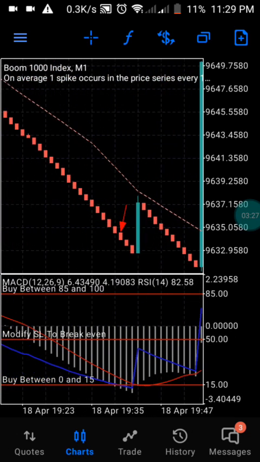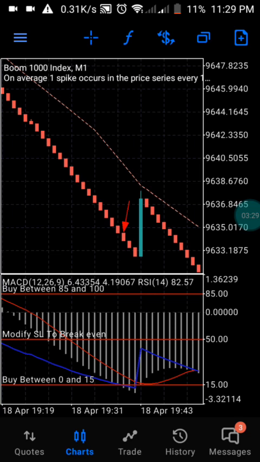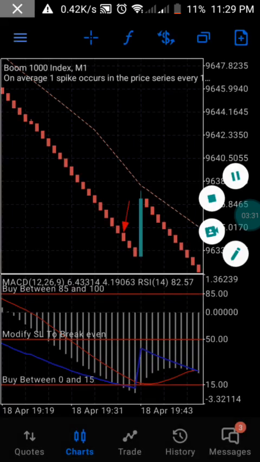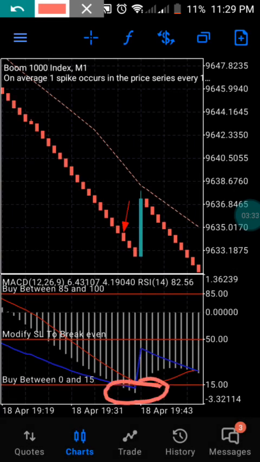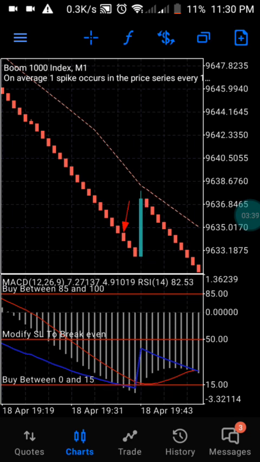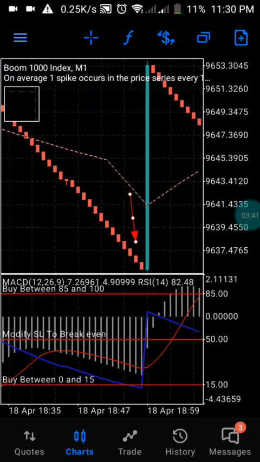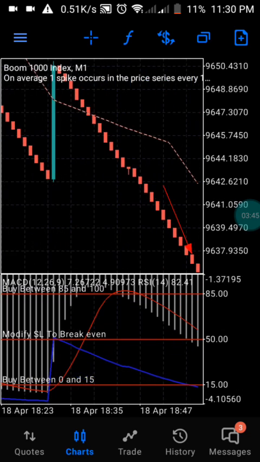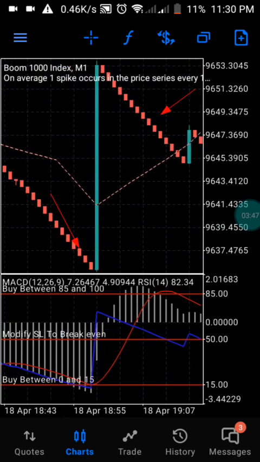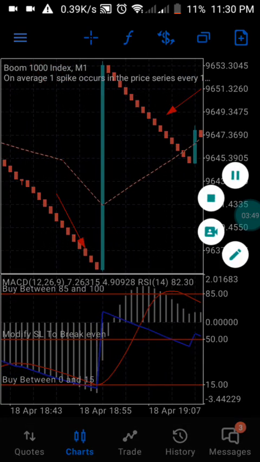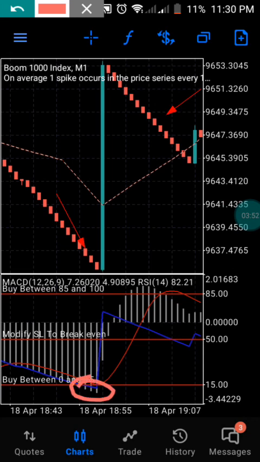You see, something also happened here. You see the histogram went below the 15 level, very small at this moment, and exactly what you see, a spike came out. So guys, that is exactly how it works. It works time to time in the market every time. You see another one here, it moved below the 15 level, and what do you see next?